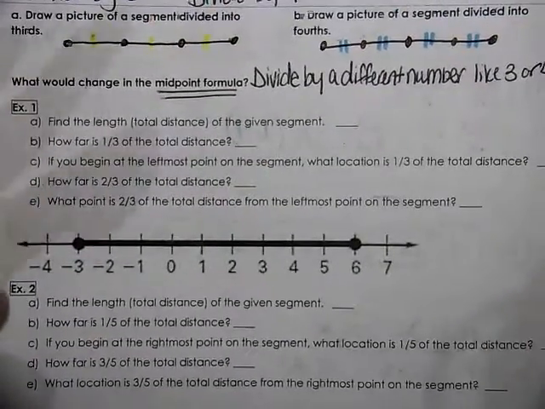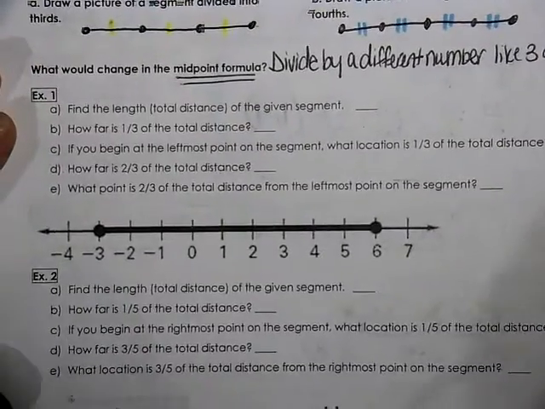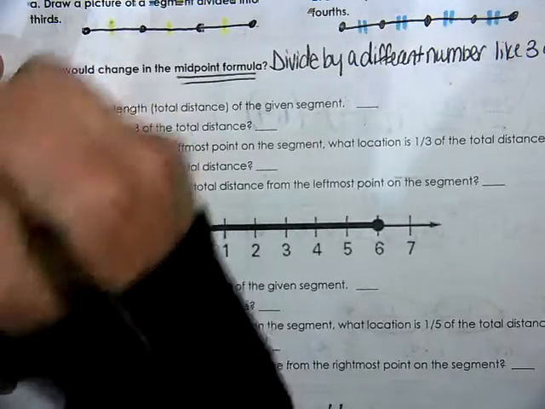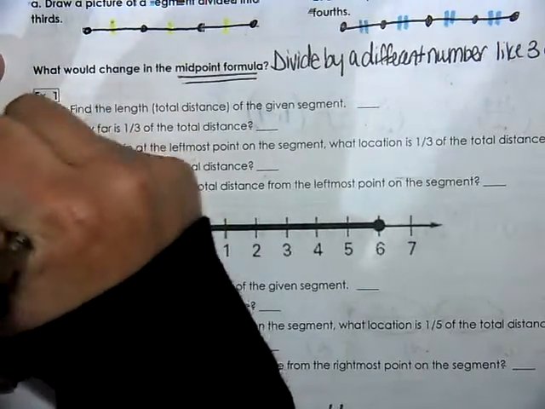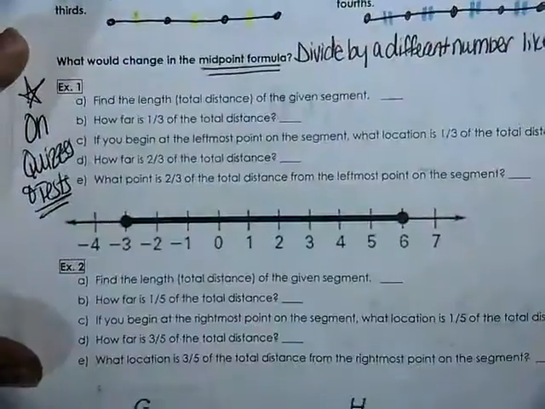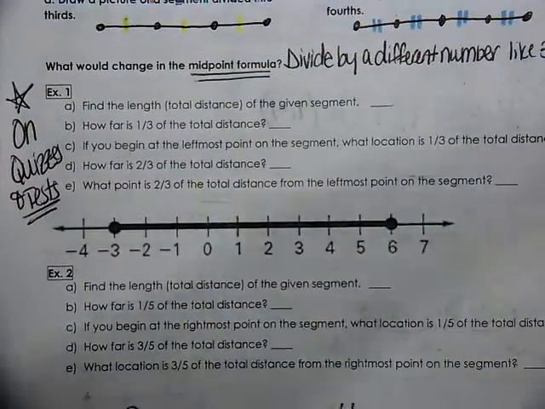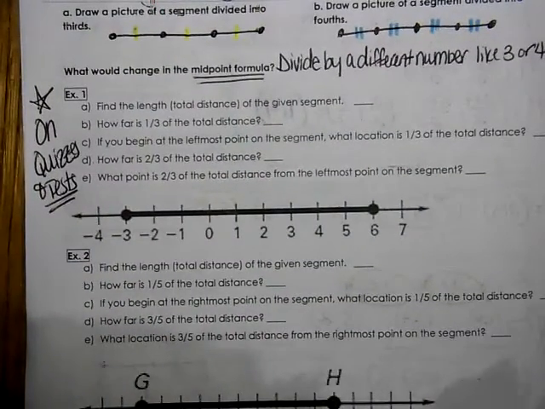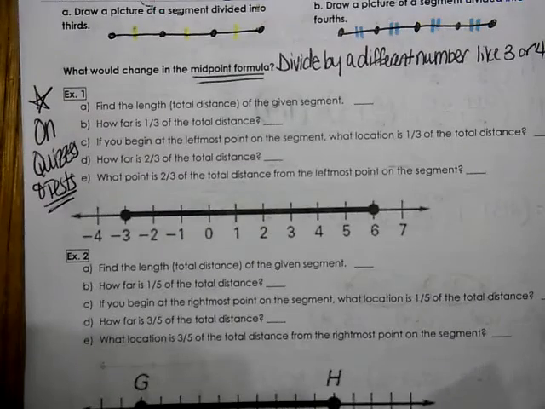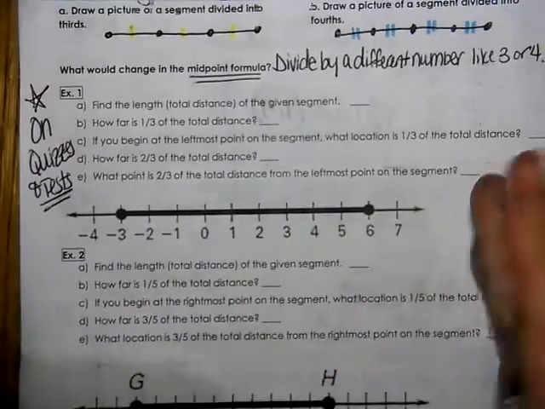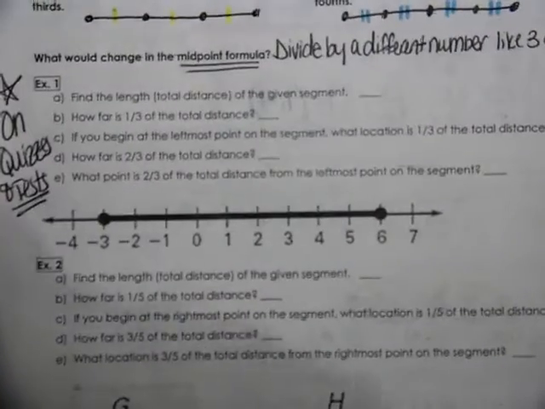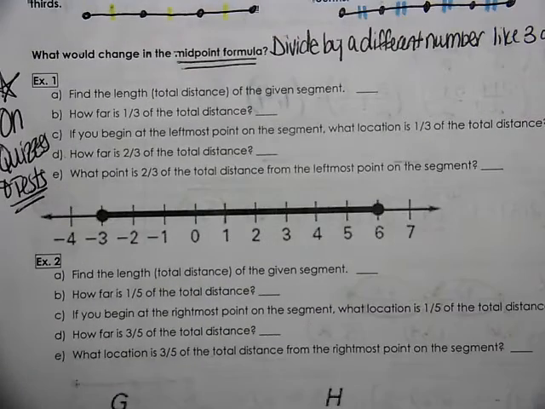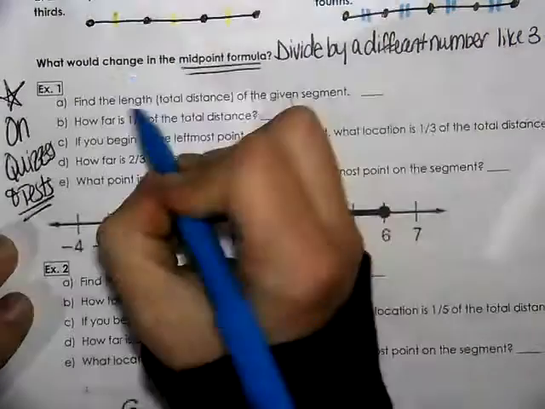These types of problems for examples 1 and 2 are problems that are typically on quizzes and tests. And I want you to please make sure that you pay attention to them. They may or may not be something that is necessarily clear right away, but I'm hoping that I can make it as clear as possible. So what you're going to see is a segment on a number line, and you will be asked some follow-up questions based on this segment. Like the first one being, what is the length or total distance of the segment?